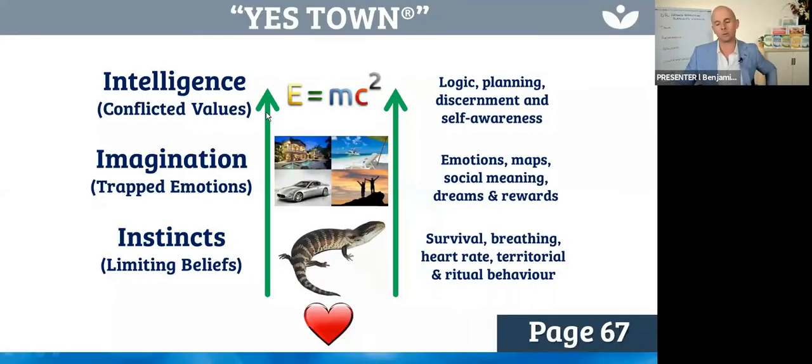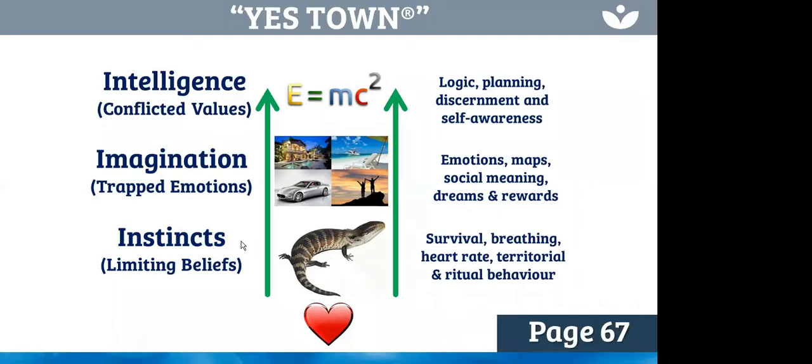If you recall on page 67, you don't have to turn back to it, there was a diagram of a love heart going up a road to Yes Town. And then there were these three checkpoints: limiting beliefs, entrapped emotions, conflicted values, the instincts, the imagination, the intelligence. When we set a goal, we've got to make sure that it does go up these layers correctly.